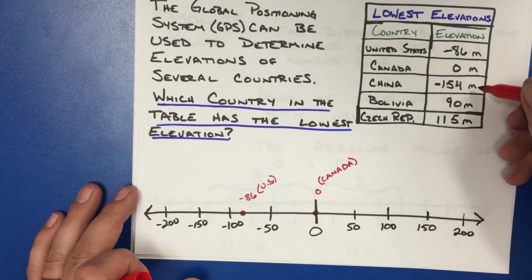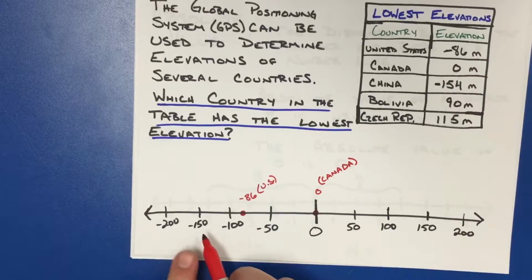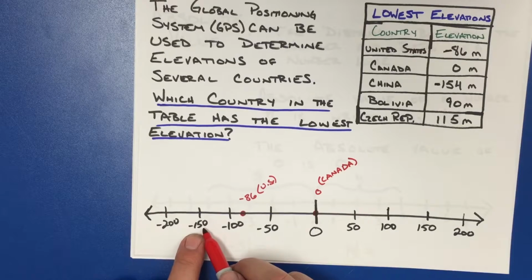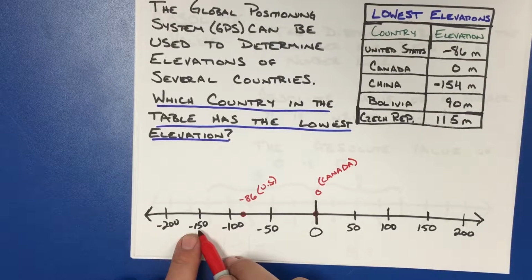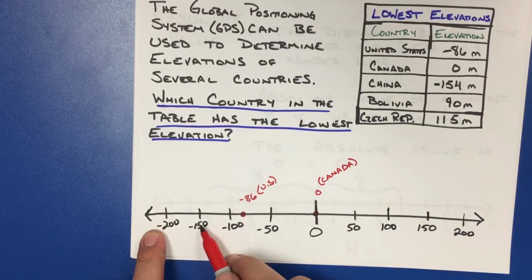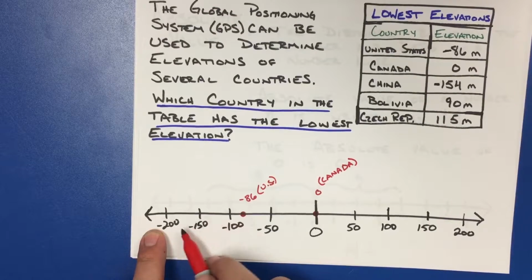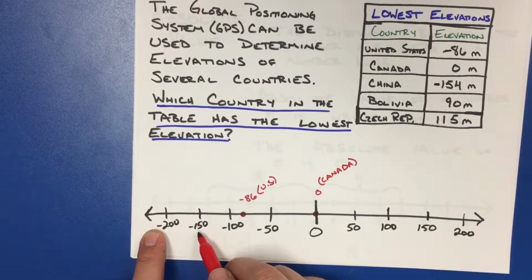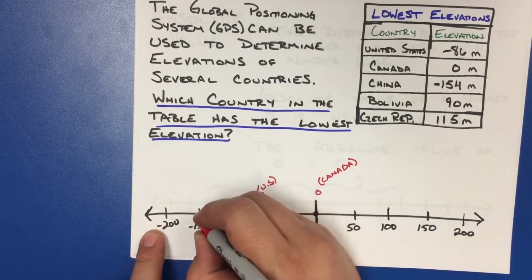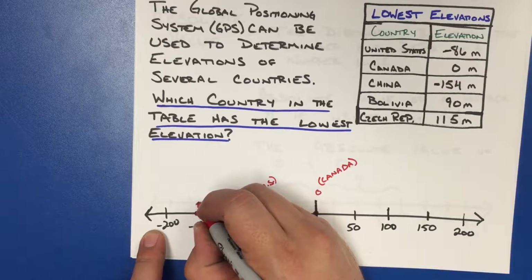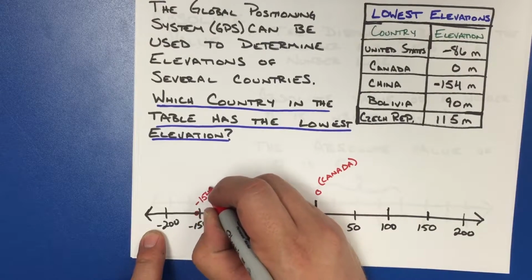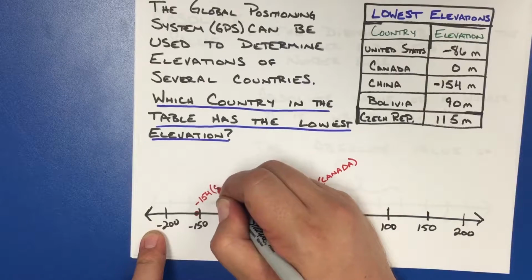My next one is China, negative 154. So I don't have a negative 154, but I do have a negative 150. And now I have to ask, where's 154 got to be? Is it going to be between negative 100 and negative 150, or between negative 150 and negative 200? It's got to be really close to this line, either on the right side or the left side. And it's going to be between negative 150 and negative 200. So right past that line, I'm going to put another dot and label it negative 154. In parentheses, that's China.